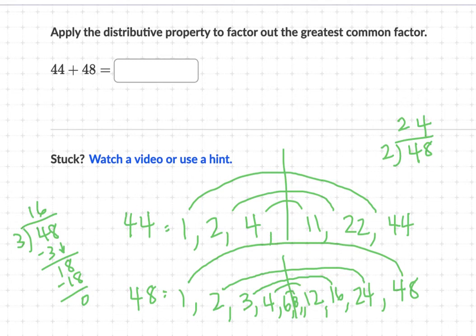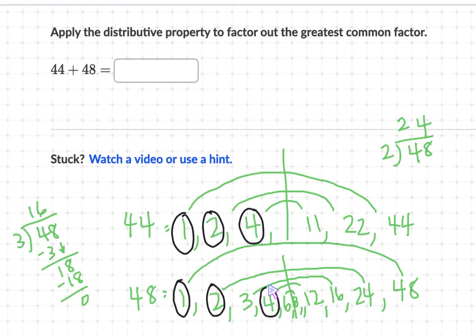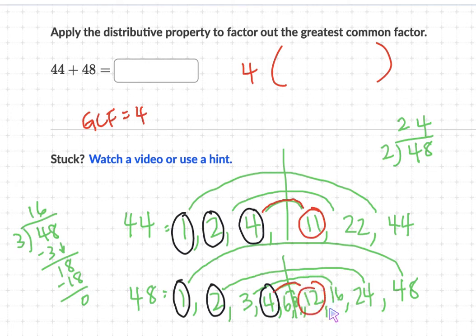Okay, let's now circle our common factors. 1, 2, these have a lot of common factors. 4, and that's it. Okay, so our greatest common factor is going to be 4. So we already know that number goes on the outside. Okay, 4 was attached to 11 over here, and 4 was attached to 12 over here. So 11 and 12 got to be inside. 4 times 11 got us to 44, and 4 times 12 got us to 48.